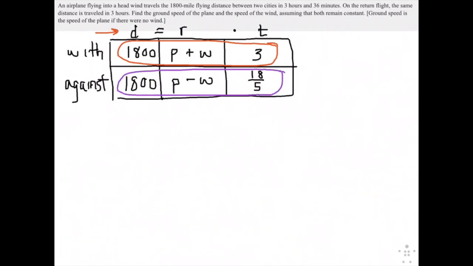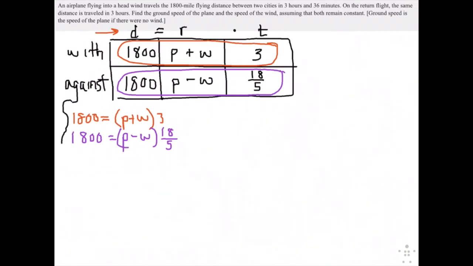So I'm going to write these two equations down. I get 1,800 equals P plus W times 3. And the second equation is 1,800 equals P minus W times 18/5, right? Okay, so there is my system of equations.